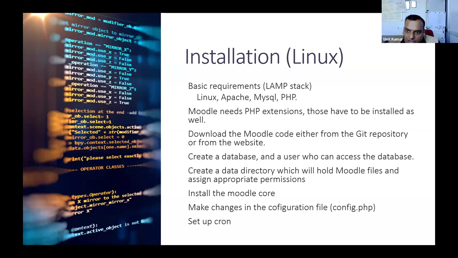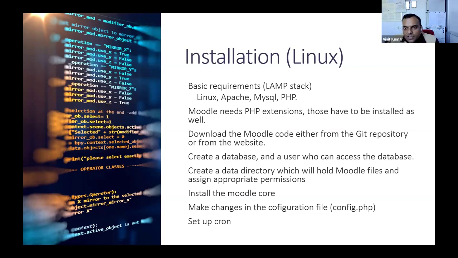Then the next step is that we have to download the code from the website, or we can also download the code from the Git repository. On GitHub also, Moodle has a page. From there, we can download the basic core files of Moodle. Then the next task is that we have to create a database. We have to create a database and a user on MySQL. It supports MariaDB and MySQL, and even Oracle is supported, but that is not recommended by Moodle. It is also said that if you have separate systems for the database and for the Moodle installation, that would be better for optimization of resources.